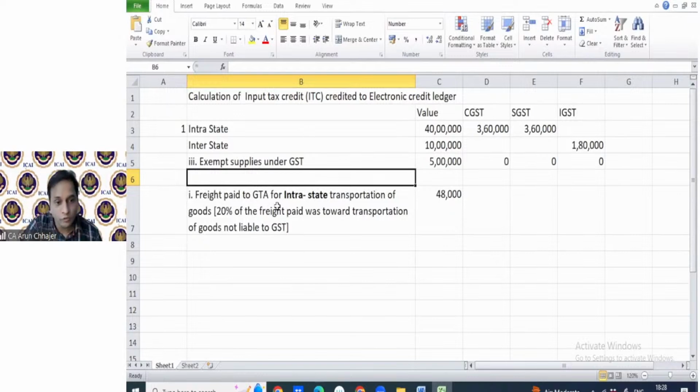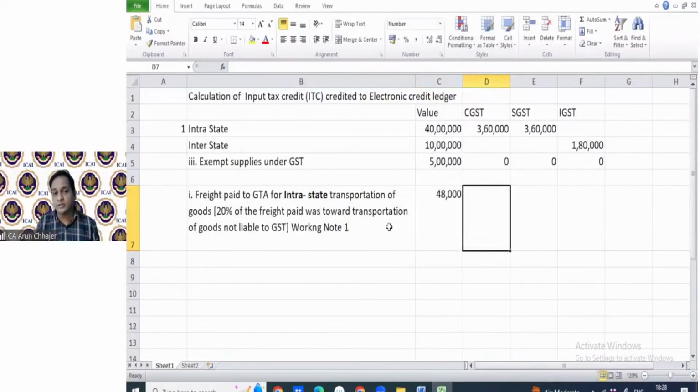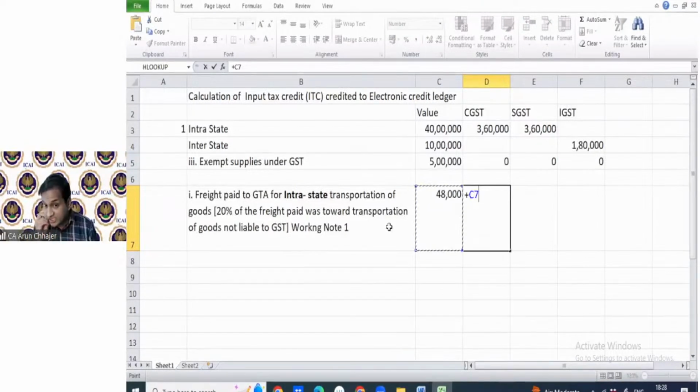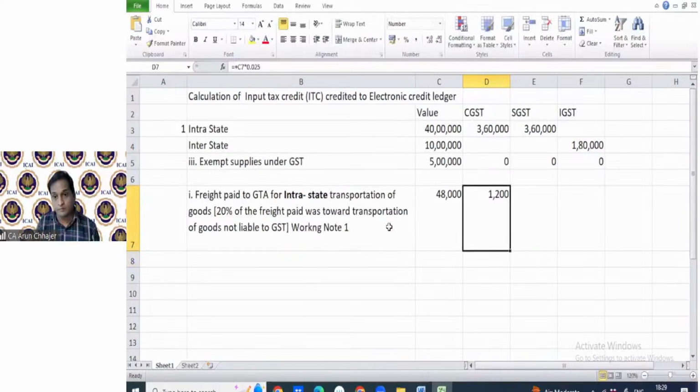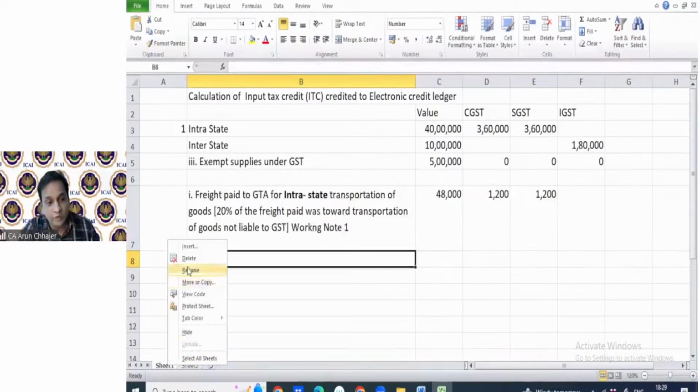Fine. So freight paid to the GTA for intrastate, 20% was toward the transportation of goods not liable to GST. So I can say working note number 1, 48,000 because it is intrastate. So I will pay the CGST and SGST under RCM. Now, what is the working note which I should write?